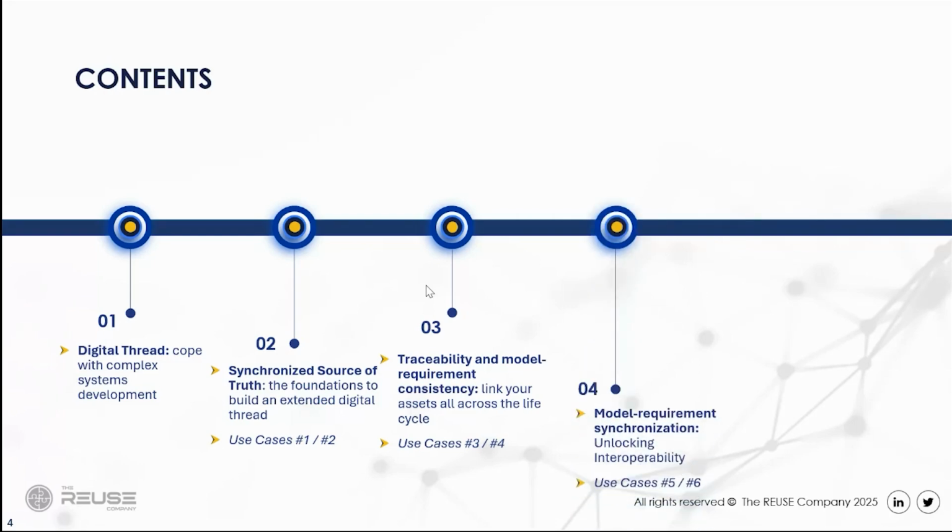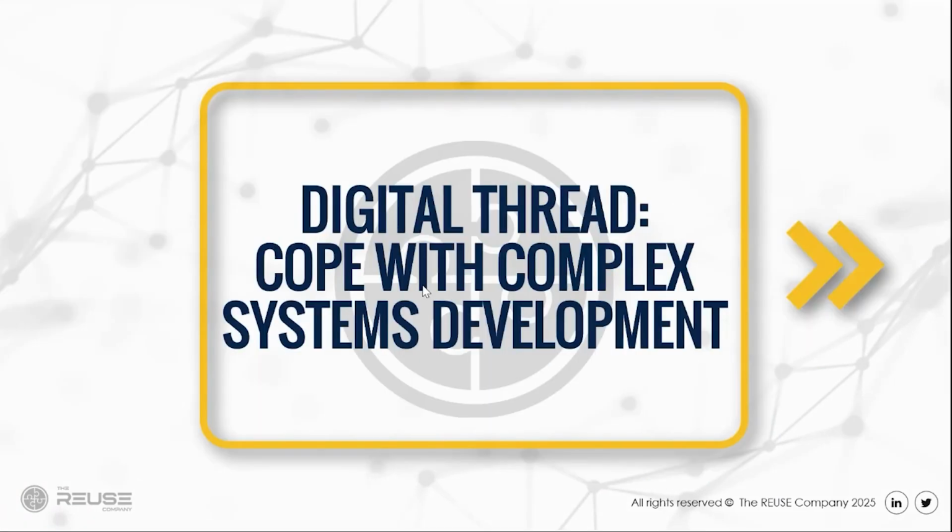And finally, how we can unlock interoperability, and in this case, enable model requirement synchronization, also with 2 use cases to illustrate this approach. And finally, we'll have some time for questions and answers and a conclusion. Okay, so let's start with the concept of digital thread.